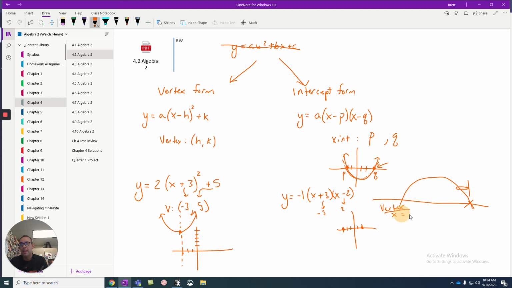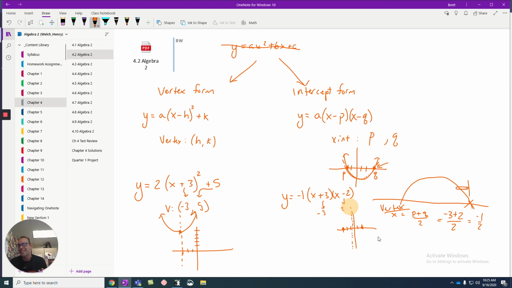If, however, you don't want to use the calculator, the x value of the vertex will be at the average of p and q. In other words, if you take p plus q and divide it by 2, somewhere right in the middle between those two dots should be the axis of symmetry, which gives you the x value of your vertex. In this case, it would be (-3 plus 2) over 2. That's -1 over 2, so -1/2. That would be right here. So somewhere on this dotted line, at -1/2, the vertex is going to occur.